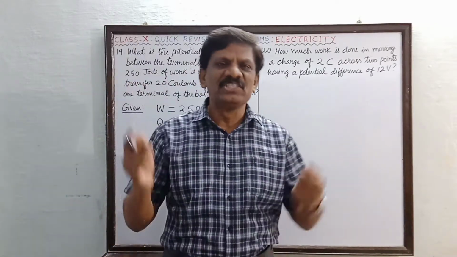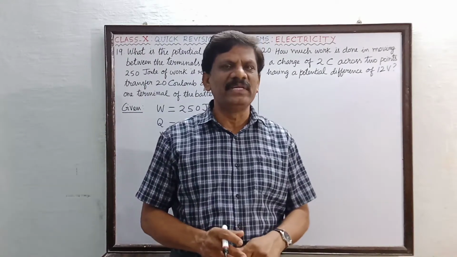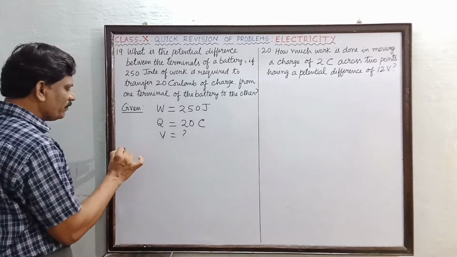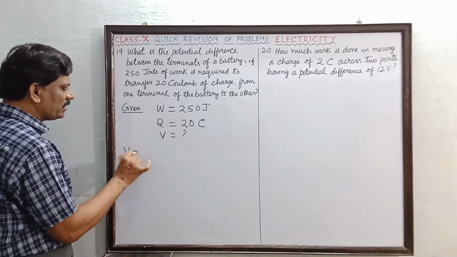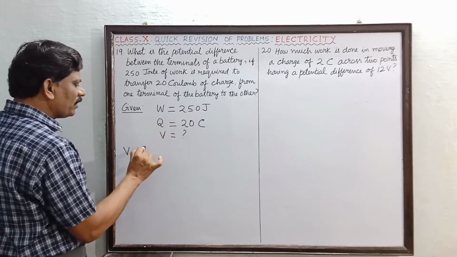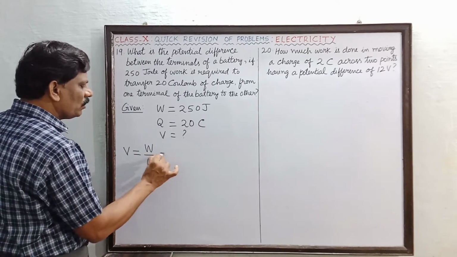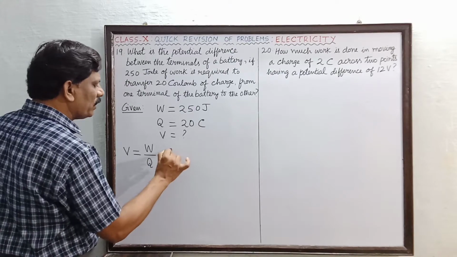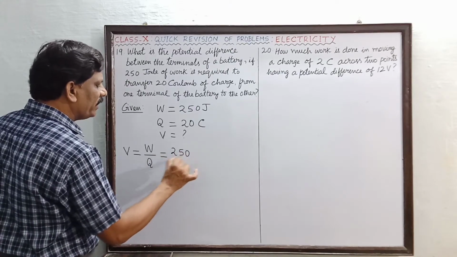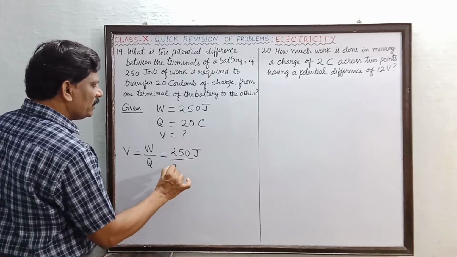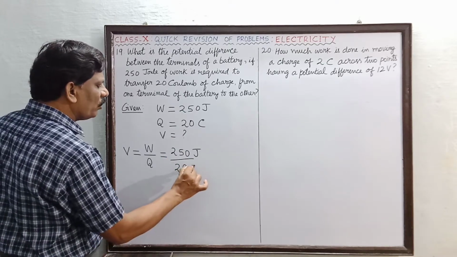So what must the potential difference across the conductor be equal to? It is the work done per unit charge. Therefore, the formula which we are going to use is the potential difference V equal to work done divided by the quantity of charge. So this must be equal to what? 250 divided by 20, where the work is in joule and the quantity of charge is given in coulomb.